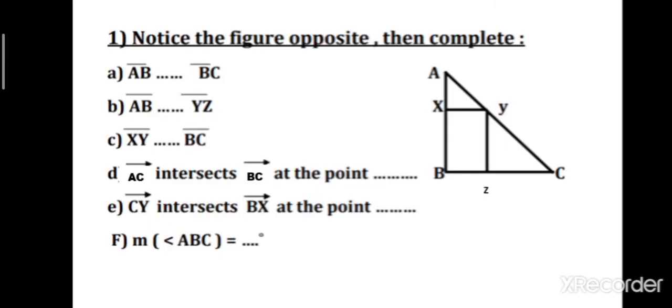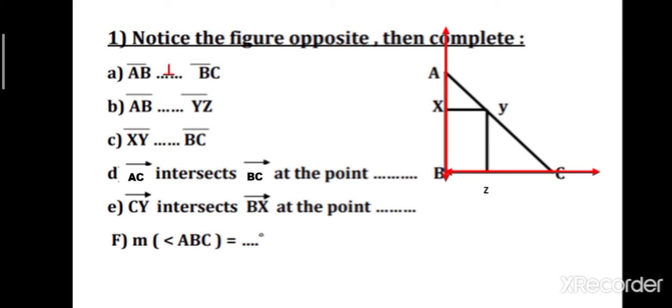Notice the figure opposite, then complete. Number A, line segment AB and line segment BC, are they parallel to each other or perpendicular? AB and BC, we can notice here that they form a right angle, so they are perpendicular to each other. So AB is perpendicular to BC.